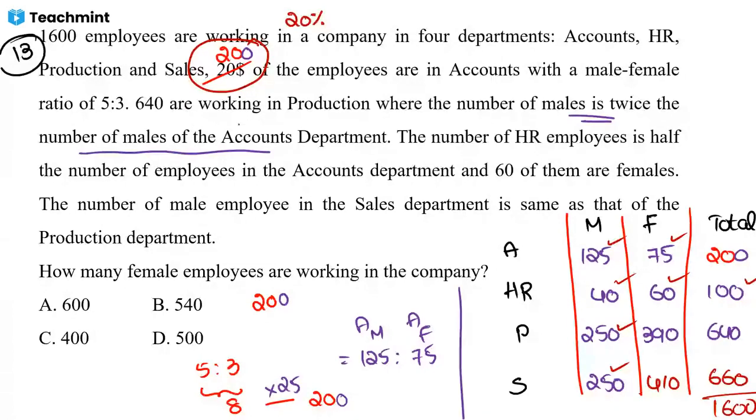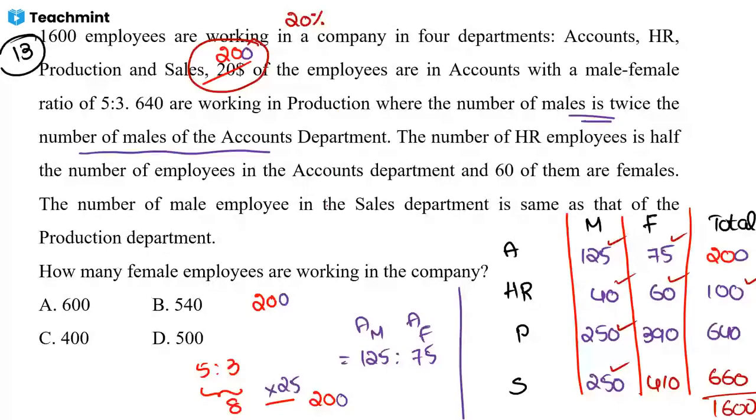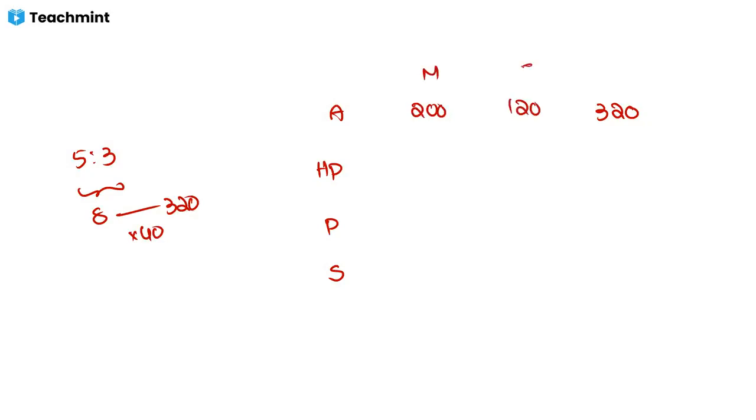If this is 20%, then we'll do analysis now. With 200, we got this data. Now 20%. So account, production, HR, production and sales. If it is 20%, then 20% of 1600, 10% is 160, it will be 320. 320, 5:3 means 5 into 40, 3 into 40, 8 parts. This is 320 by 8, into 40 we have to do. So 5 into 40, 200 male and 120 female.